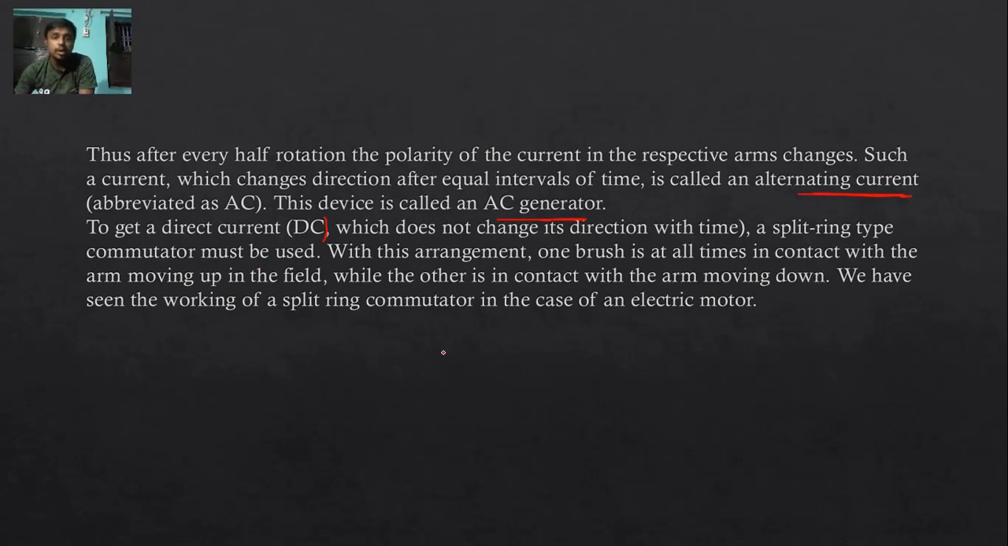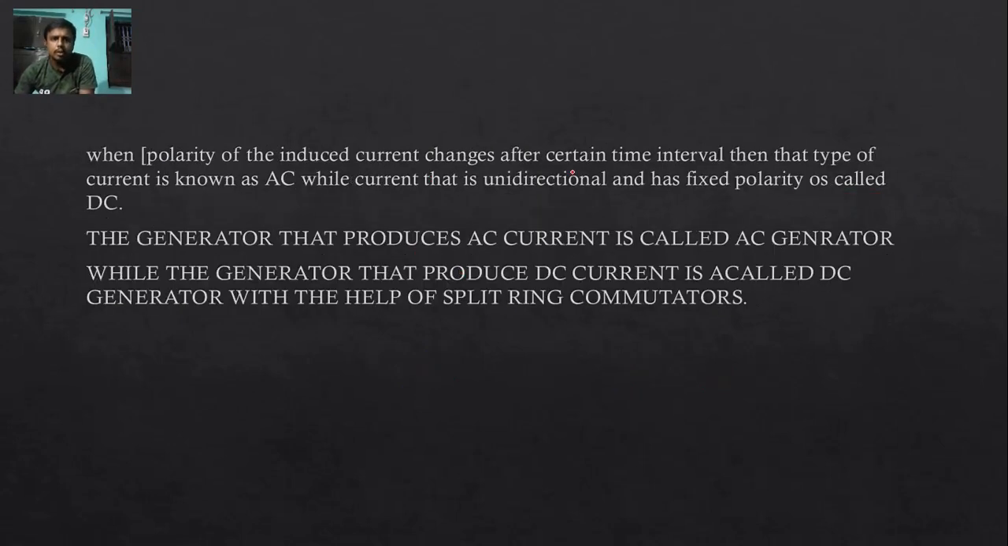In the AC, we use the full ring commutators, but in DC, we have to use half ring commutators. With this arrangement, one brush is at all times in contact with the arm moving up in the field, while the other is in contact with the arm moving down. So, we have seen the working of a split ring commutator in the electric motor also.